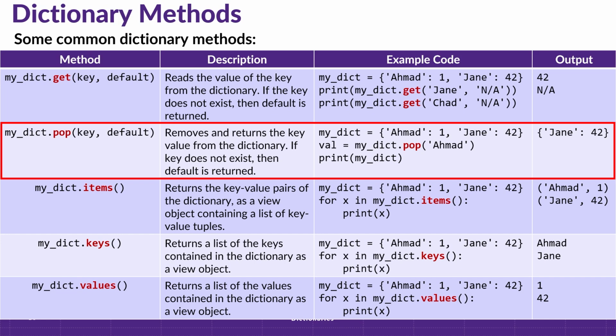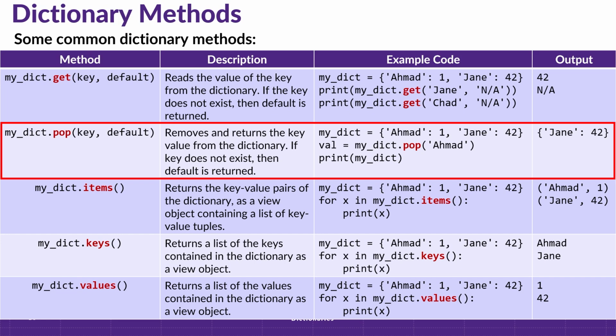So this will remove and return the value at the given key. That means it's going to return the value so you can access it in a variable, and it also removes that key value pair from the dictionary. If for some reason that key doesn't exist in the dictionary, then the default value is returned.